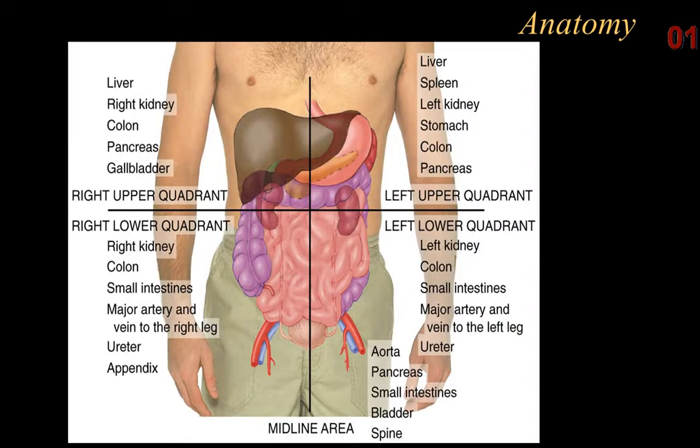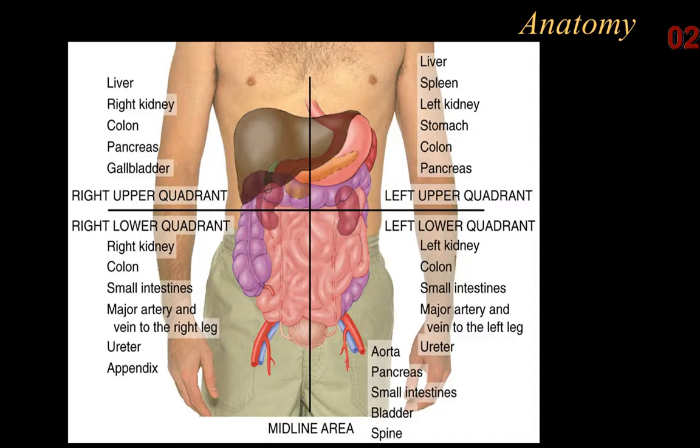Appendix is in the right. And if you're female, you're going to have ovaries and fallopian tubes. You're also going to have the uterus that sits in the middle there with the bladder. Also running in the middle, the midline area, your spine, aorta, pancreas, etc.